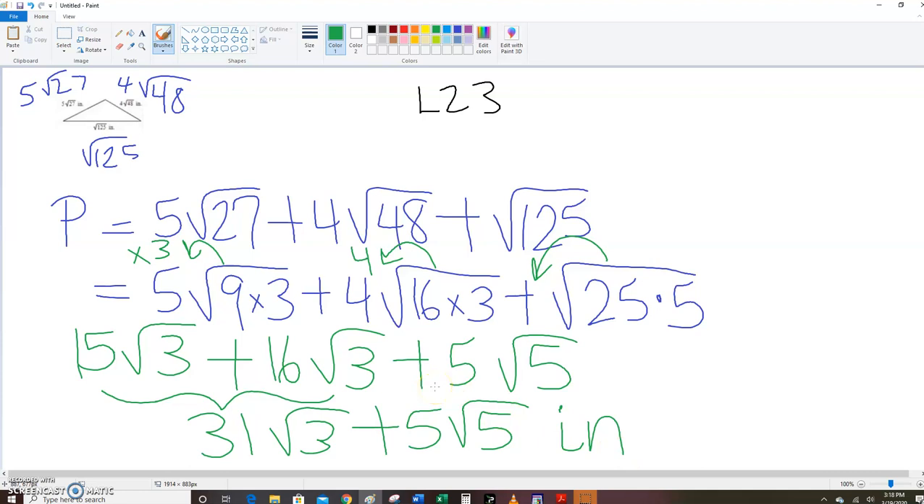In the next video for lesson 23, I'll discuss how to multiply and divide with radicals.